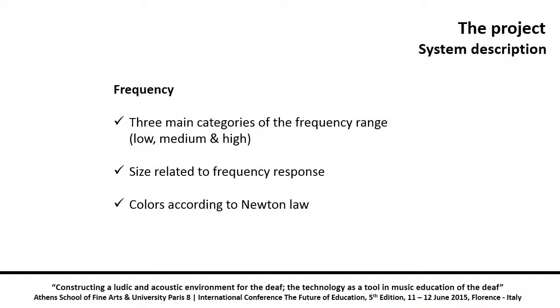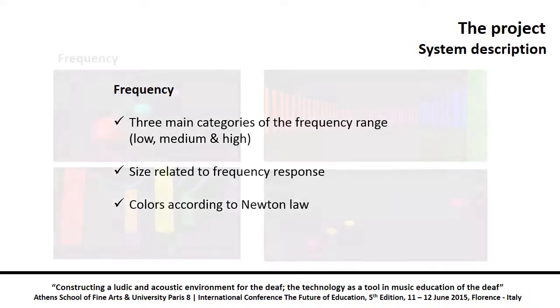The following three virtual spaces are dedicated to structural elements of music: frequency, rhythm, and timbre. In order to understand the meaning of frequency, we are using three main categories of the frequency range: low, medium, and high frequencies, as well as the theory of music instruments related to their size and their frequency response, and the theory of Newton about the colors related to the music tones.